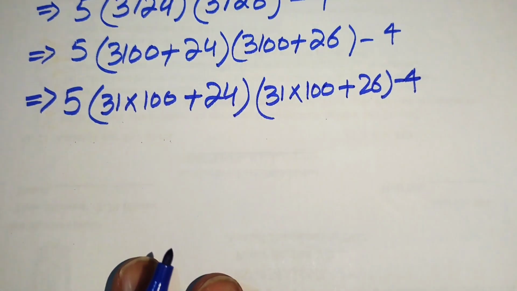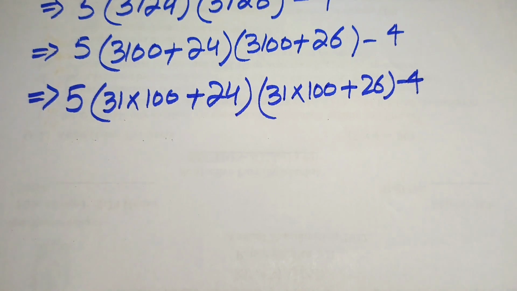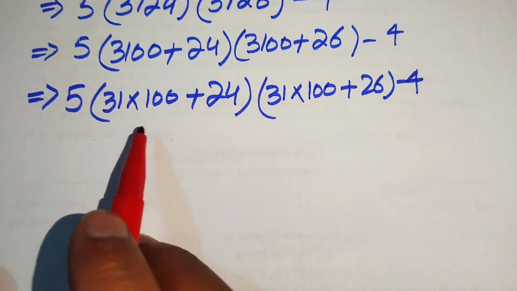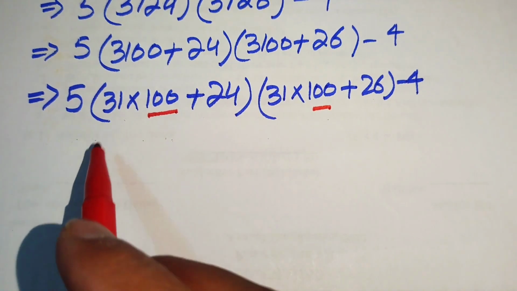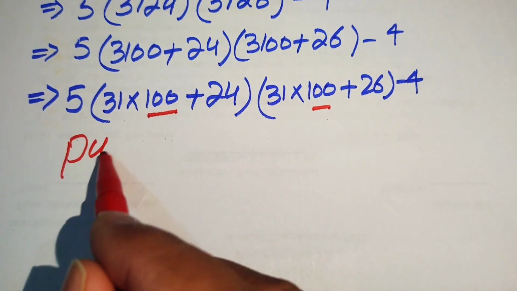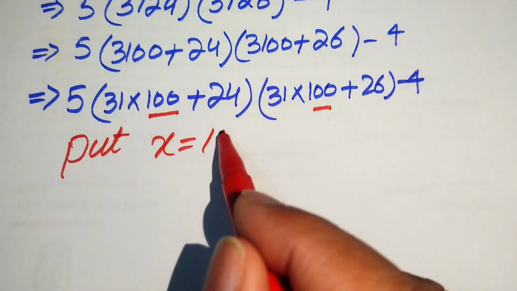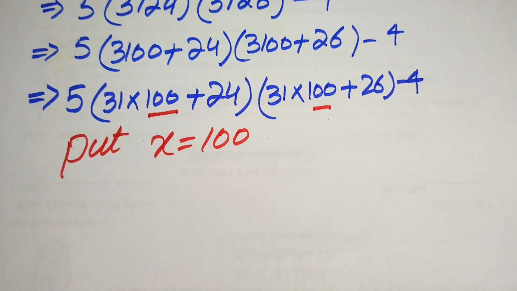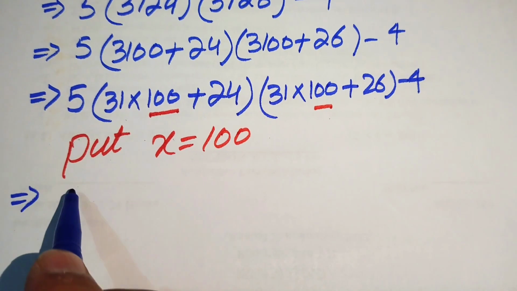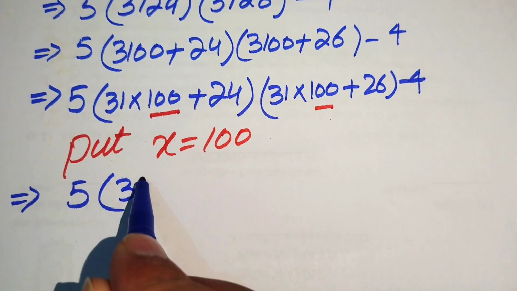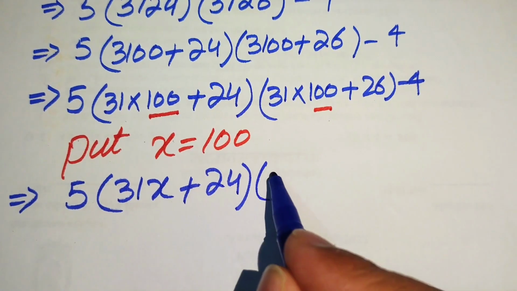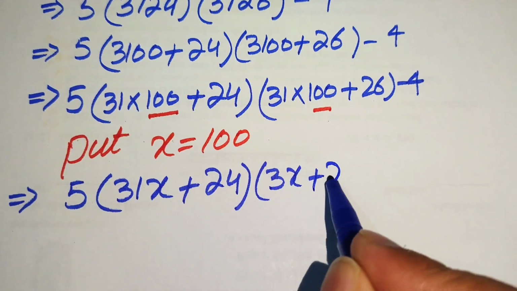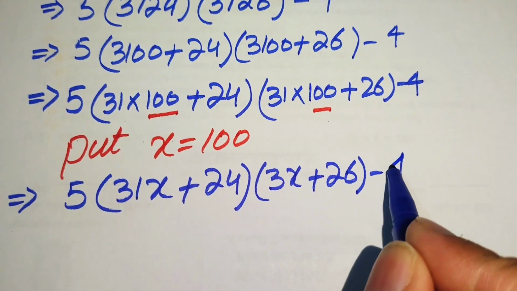Okay, so now you see here we have 100 present in both of these terms. Here you have 100 and here you have 100, and now we replace this 100 with x. So here we just substitute x equals 100. When you substitute x equals 100 in the above equation, our equation is written in this form: 5 into 31x plus 24, and here you get 31x plus 26, and this is minus 4.